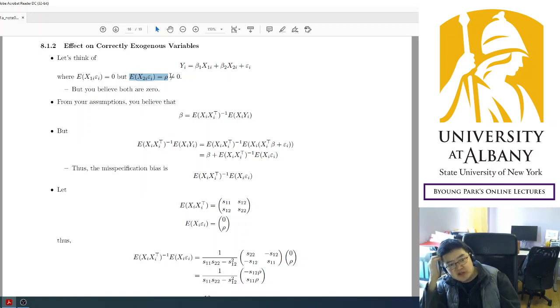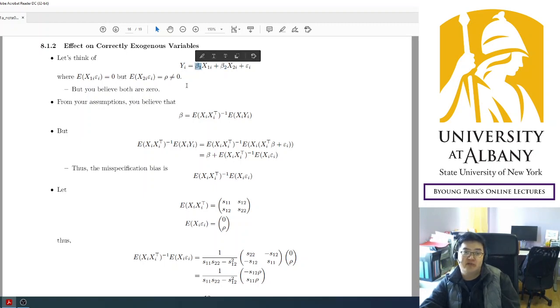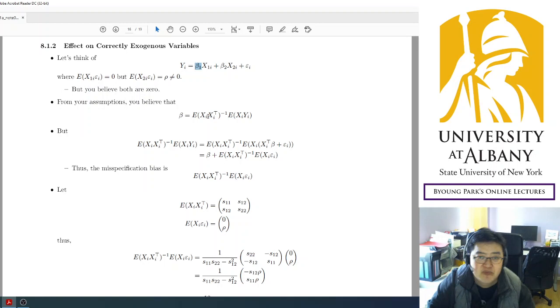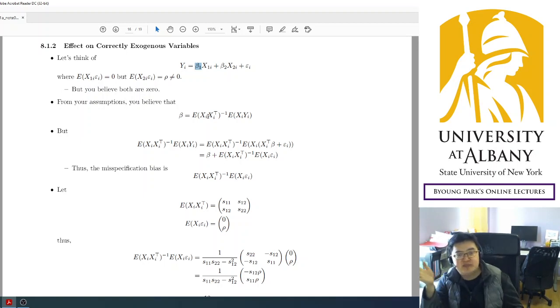Then the point here is, it is obvious that beta 2 is affected. So beta 2 will have some kind of misspecification bias. But our question is, what happens to beta 1? That is our main question in this model. To get to the point, simply speaking, the answer is very negative. So beta 1 is also biased. So it is very interesting.